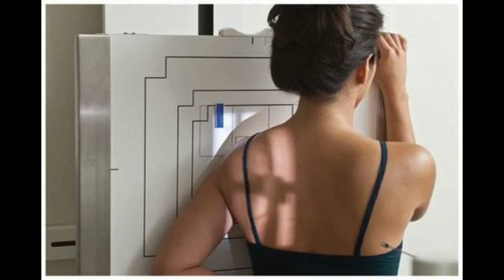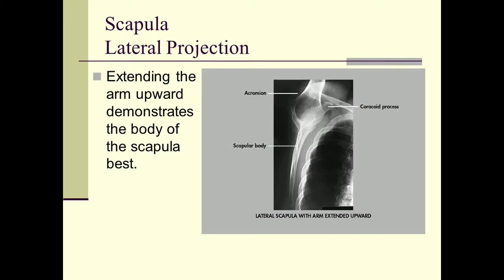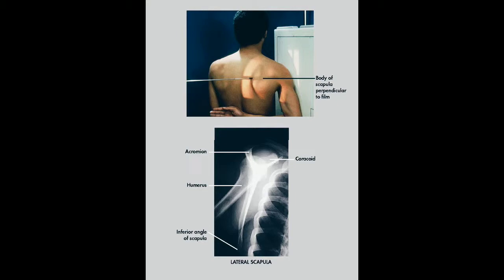If we're looking at the acromion and coracoid process, we'll have the patient flex their elbow and rest the back of the hand behind their back. Or if it's for the body of the scapula, we'll have the patient extend their arm upward and have the forearm on top of their head. The central ray should be directed to the midpoint of the scapula. We do want the medial border and the lateral border to be superimposed.